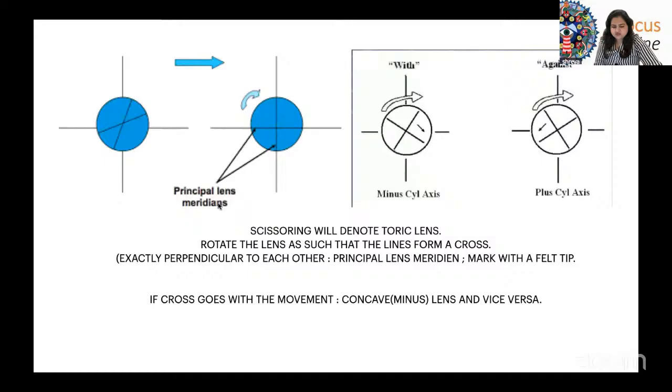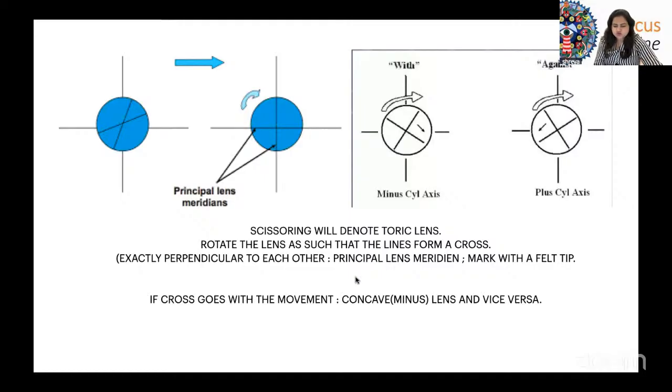Now what happens if you rotate the lens and there occurs a scissoring of the image? That means that this is a toric lens. When we rotate it in a clockwise direction and the lines are also rotating in the similar fashion, that means that it's a concave lens. However, if we are rotating it clockwise, but the image is moving anti-clockwise, that means that it is a plus cylindrical axis.